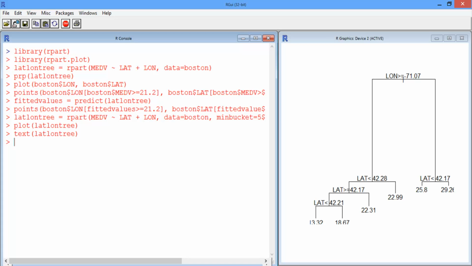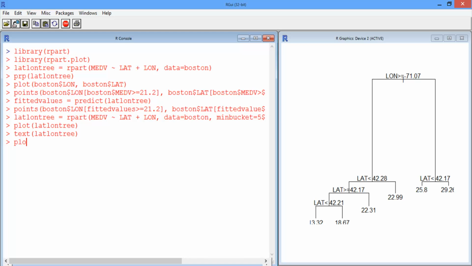The first split says if the longitude is greater than or equal to negative 71.07, so if you're on the right side of a picture, and so the left-hand branch is on the left-hand side of a picture, and the left-hand side of a tree corresponds to the right-hand side of the map, and the right side of a tree corresponds to the left side of the map. That's a little bit of a mouthful. Let's see what it means visually.